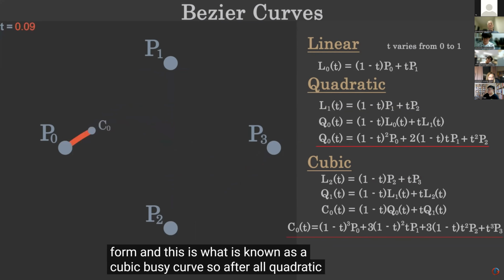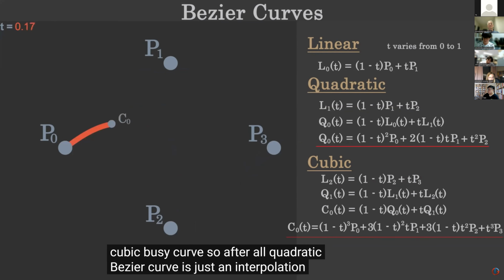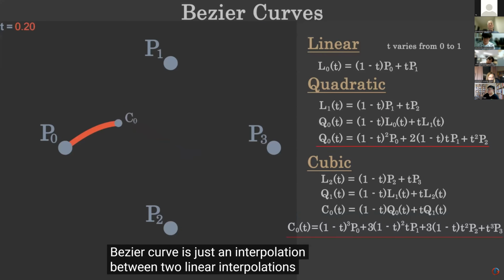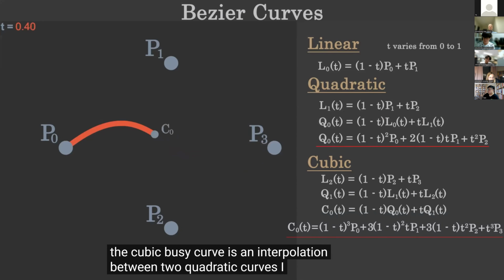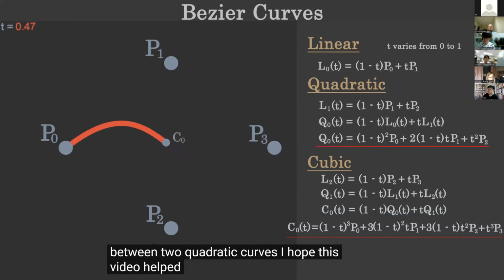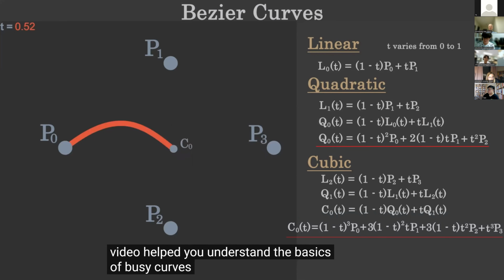So, after all, a quadratic Bezier curve is just an interpolation between two linear interpolations, and the cubic Bezier curve is an interpolation between two quadratic curves. I hope this video helped you understand the basics of Bezier curves.